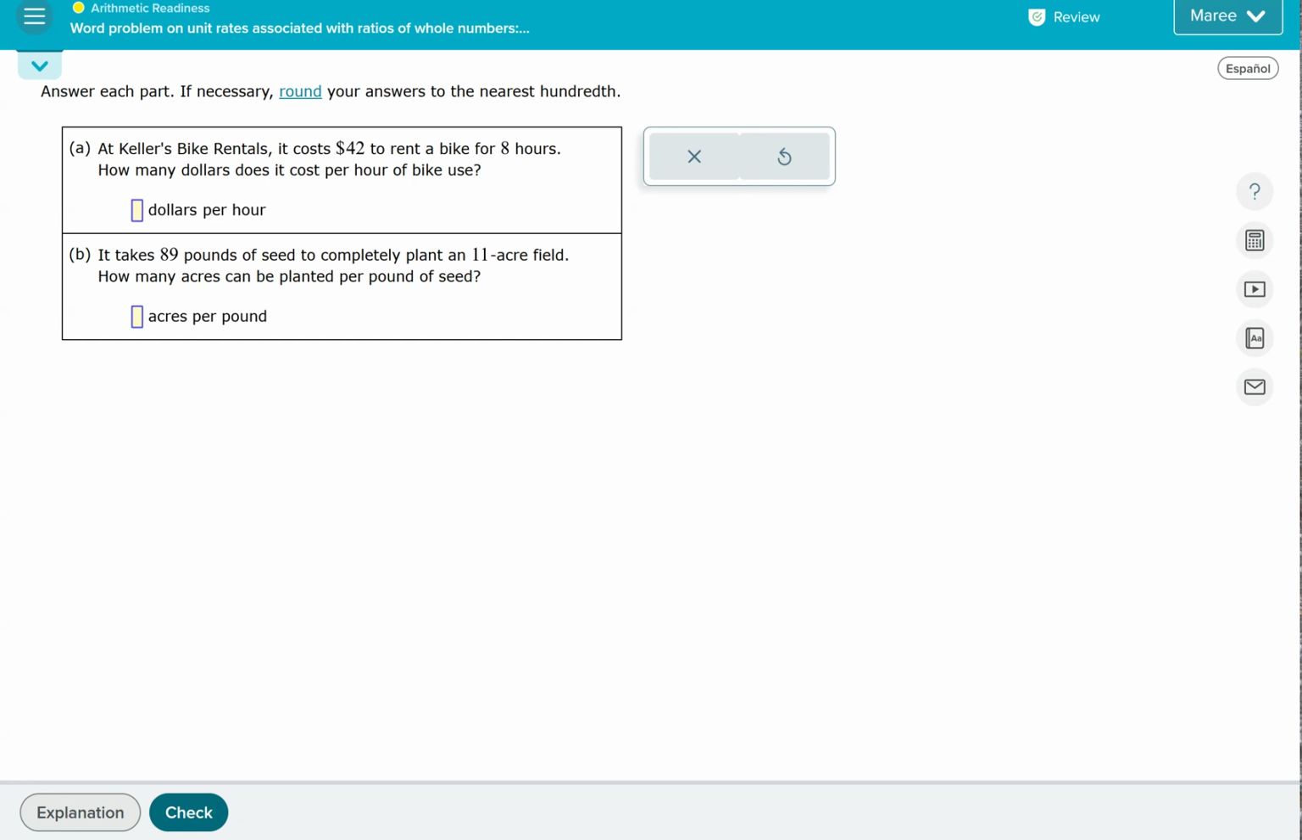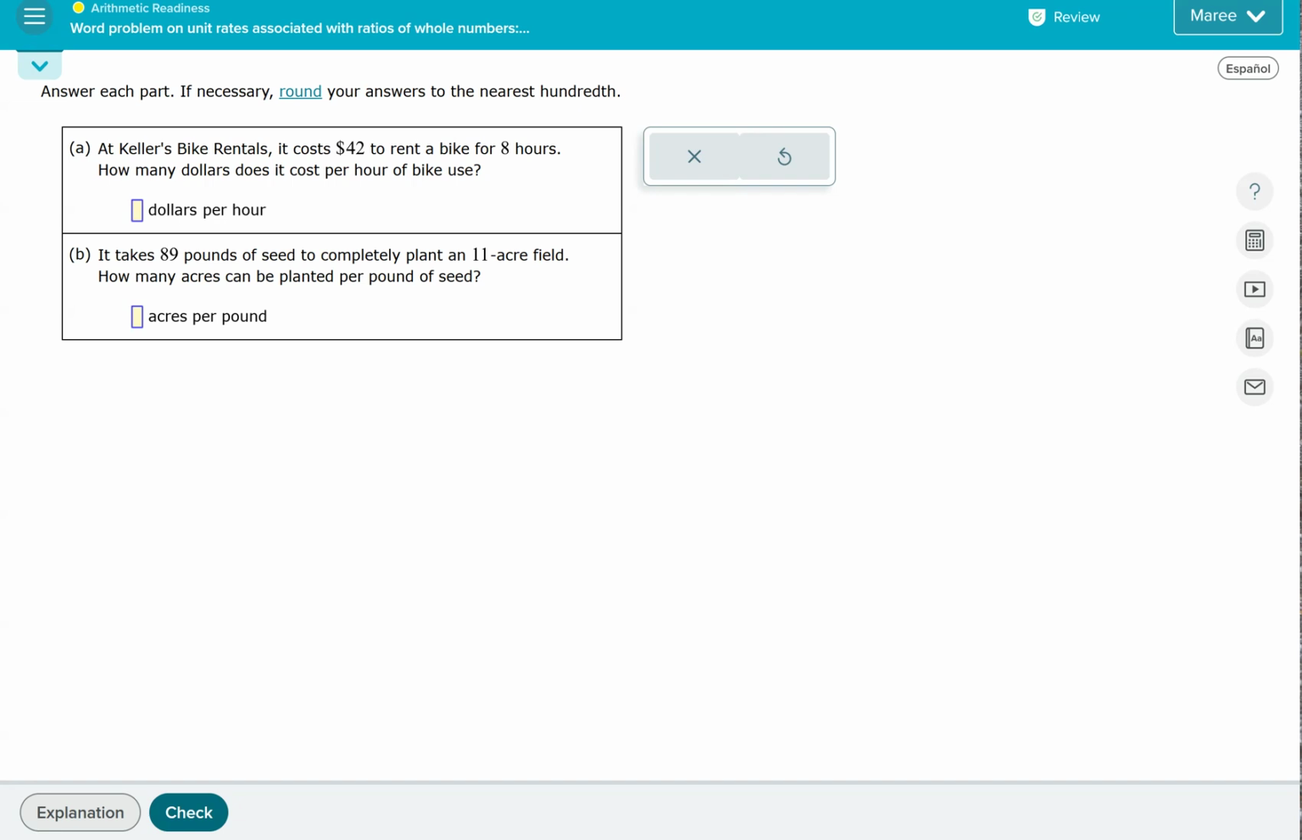Okay, so here we go. This is answer each part. If necessary, round your answers to the nearest hundredth. Okay, that's important to know. At Kelly's Bike Rentals, it costs $42 to rent a bike for 8 hours. How many dollars does it cost per hour of bike use?